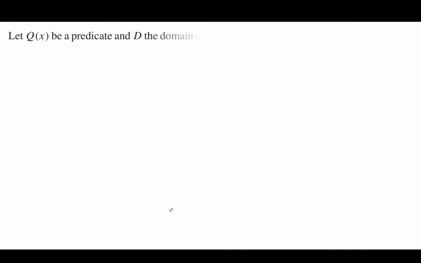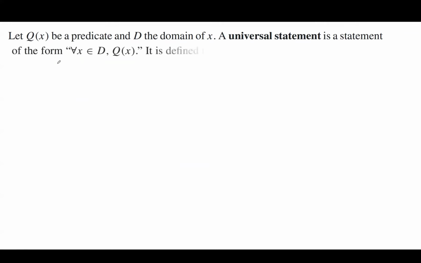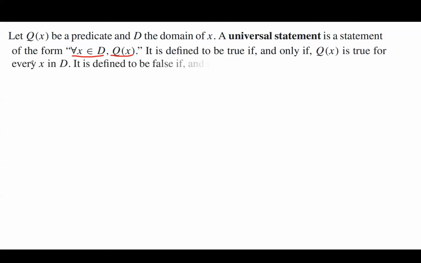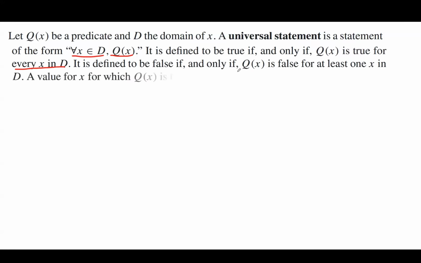So now that we talked about predicates, let us talk about universal and existential statements. Suppose Q of x is a predicate and D is the domain of x. A universal statement is a statement of the form: for all x in domain D, Q of x. It's going to be true if and only if this statement is true for every single x in the domain D. It is false if and only if you can find at least one x value that makes this false. The value of x that makes this statement false, as we mentioned before, is called a counterexample.